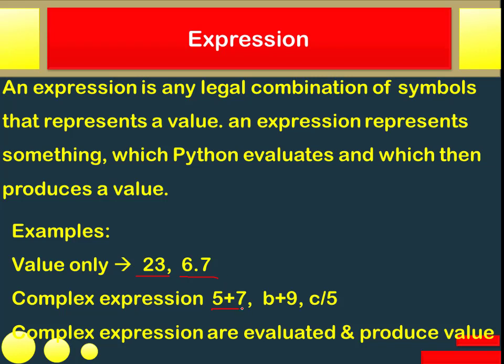Here values plus symbols, so 5 plus 7, b plus 9, c divided by 5. These all are expressions. This one is only values, and here is the complex expression, where symbols and values are both there. So these we call expressions. I hope you understand. Now we'll proceed further.